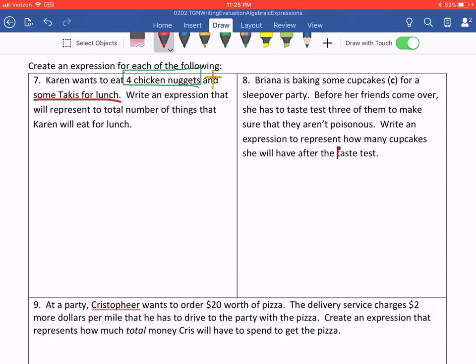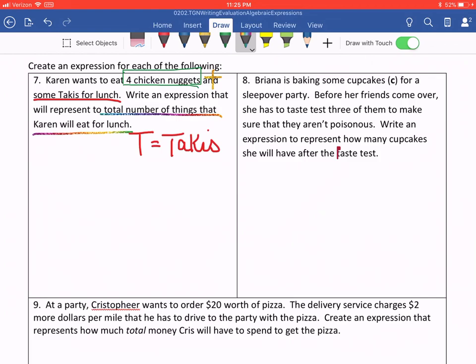So I need to choose a variable that I'm going to use to represent Takis. Whatever variable I choose, I need to make sure I write it down in the corner. I'm going to pick a capital T to equal Takis. Once you pick your variable, you should be able to write an expression that represents the total number of things that Karen will eat for lunch.